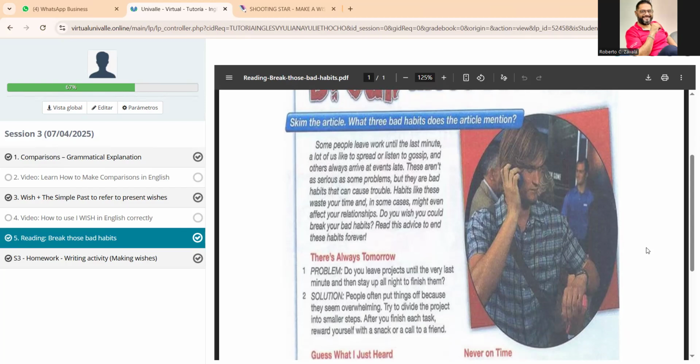Some people leave work until the last minute. A lot of us like to spread or listen to gossip, and others always arrive at events late. These aren't as serious as some problems, but they are bad habits that can cause trouble. Habits like these waste your time and in some cases might even affect your relationships. Do you wish you could break your bad habits? Read this advice to end these bad habits forever.